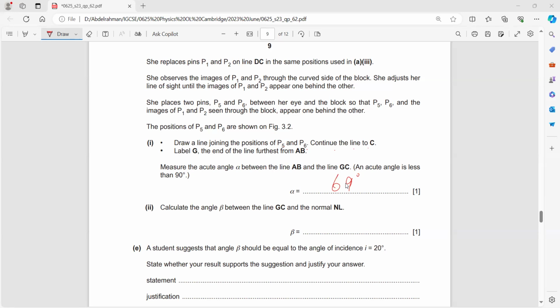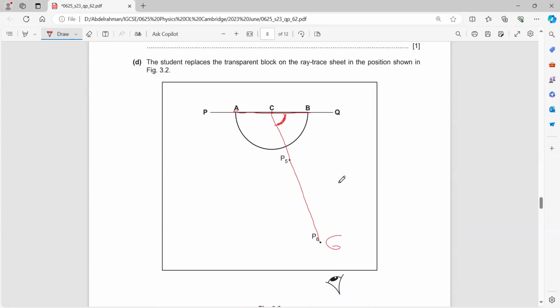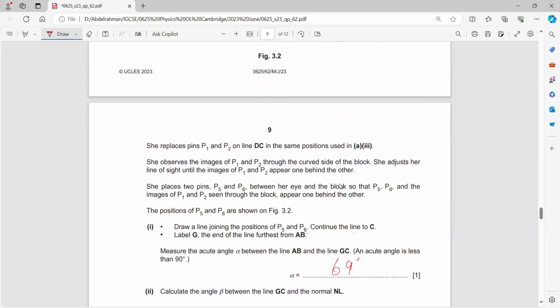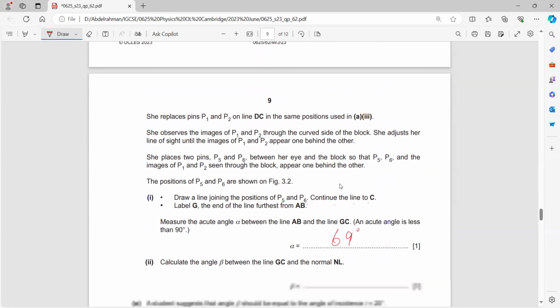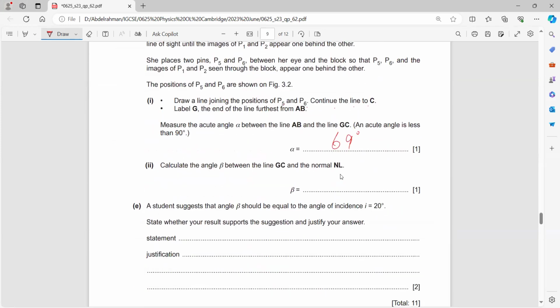How can I find beta between GC and the normal? Where's the normal? We didn't draw a normal. Do we have to draw a normal? No, you don't need to draw a normal in this question, but I will assume that I had a normal. How can I find the angle beta? 90 minus 69. Yes, 90 minus 69 would give me 21 degrees.